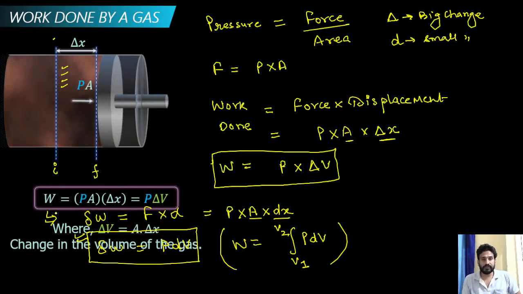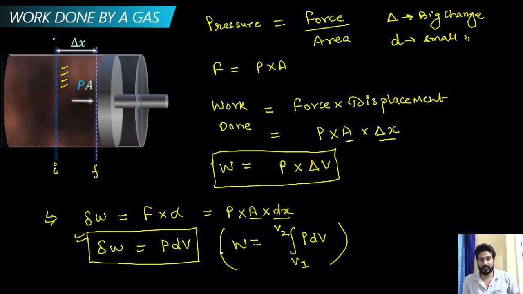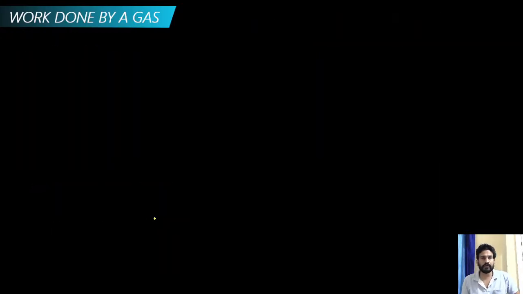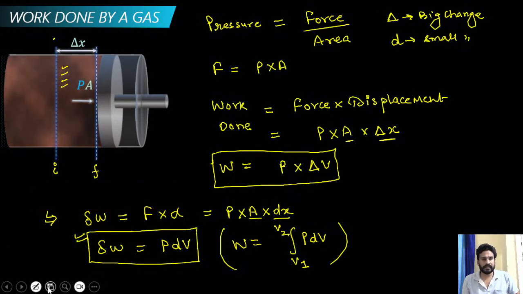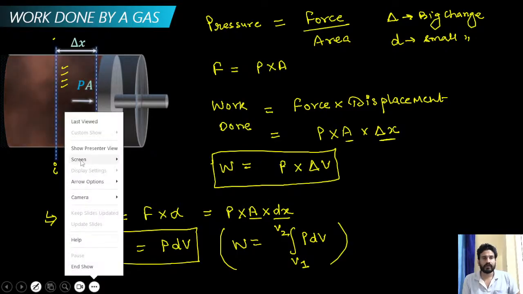Okay, so W is equal to, in big change we can say, P delta V, right? And for the small change it is W is equal to integration P dV from V1 to V2. After W is equal to P del V, there is no problem at all. See what I'm saying? There is no problem in that. See, it is nothing.